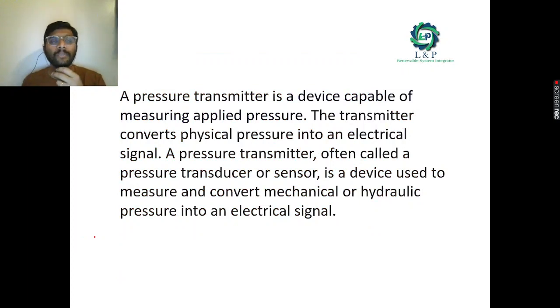So as I told earlier, the pressure transmitter is a device which is capable of measuring the applied pressure. The transmitter plays a vital role in converting the physical pressure into an electrical signal, often called a pressure transducer. It is used to measure and convert mechanical or hydraulic pressures into an electrical signal.